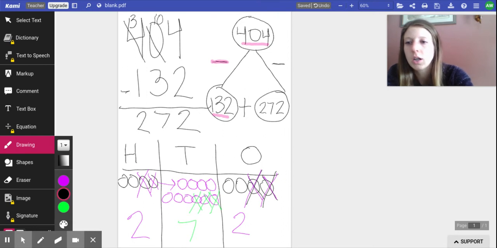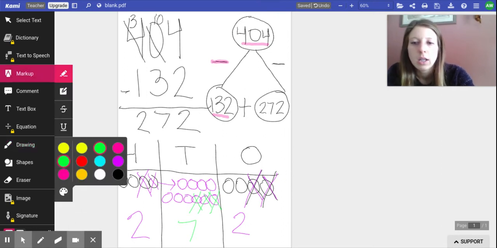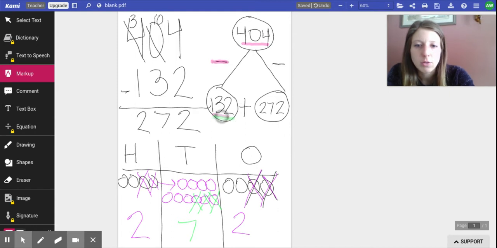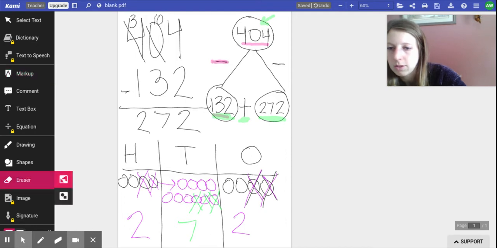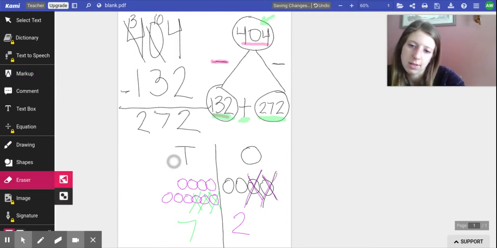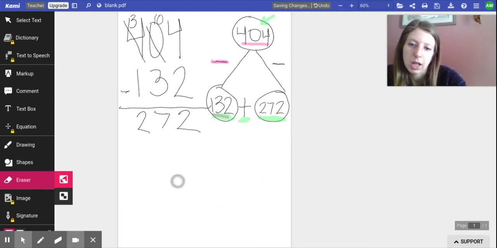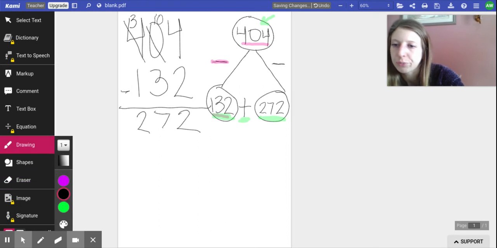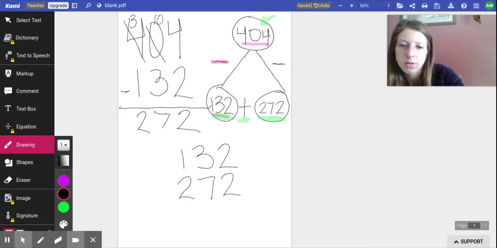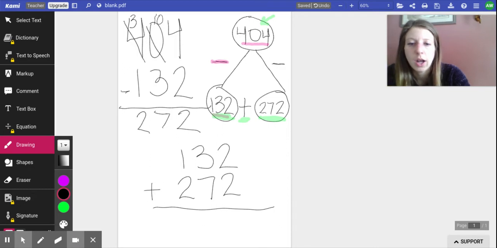By checking my work, let me get my highlighter out. When I check my work, I have to use this 132 plus 272, and I should get the 404. So let's do that now. I'm going to have to erase this, and I'm going to add 132 plus 272. Let me set that up. I have 132, 272, addition. I start in my ones place.